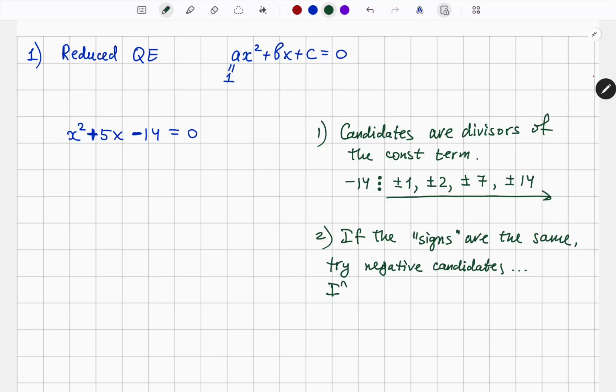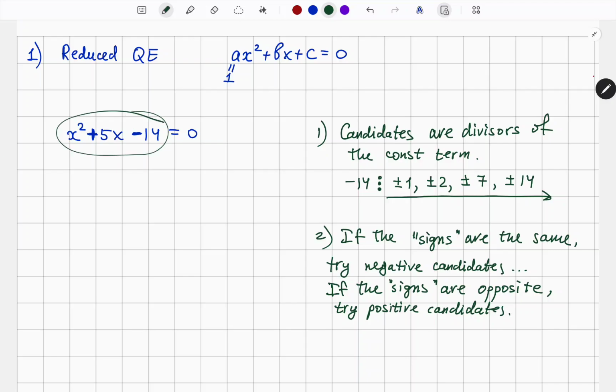And if the signs are not the same, or opposite, and this is exactly what we have in this example, plus, minus, they are opposite. If the signs are opposite, try positive candidates. So we will try plus 1, plus 2, plus 7, and so on.